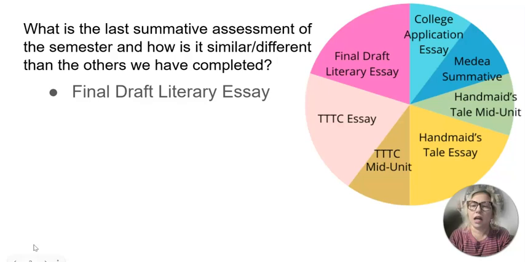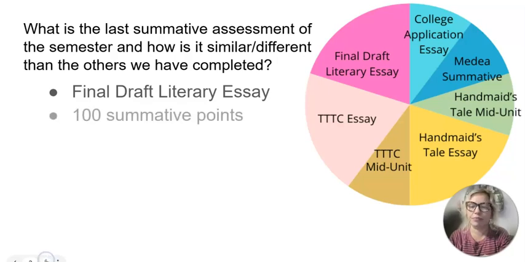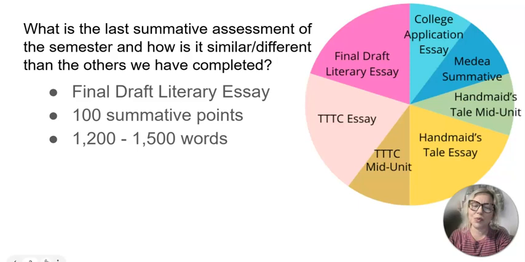All right. The final draft literary essay is our final summative assessment. It's sometimes going to be called in this unit the higher level essay. That's IB speak, and it's okay. It's a literary essay, and we're all going to write one. You've already written two. Now we're going to finish it up and turn it into a final draft. It's 100 summative points.